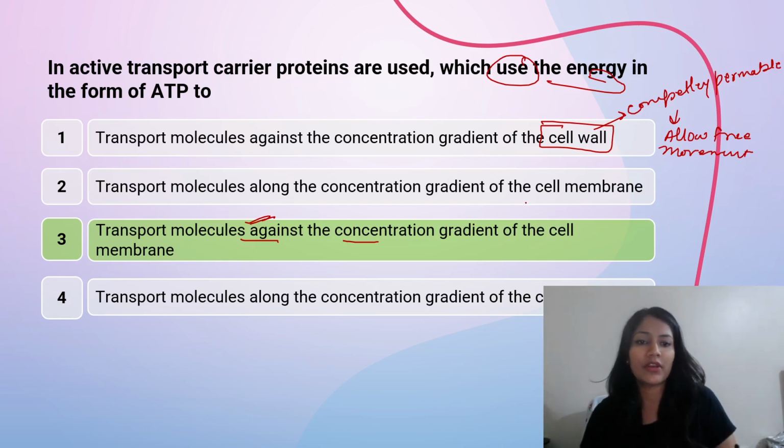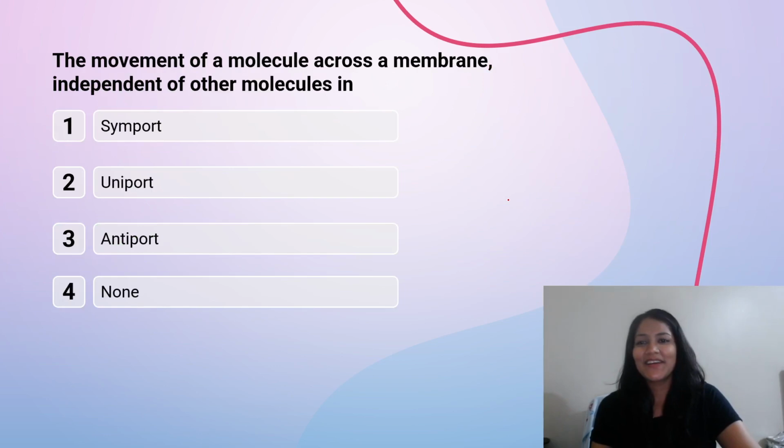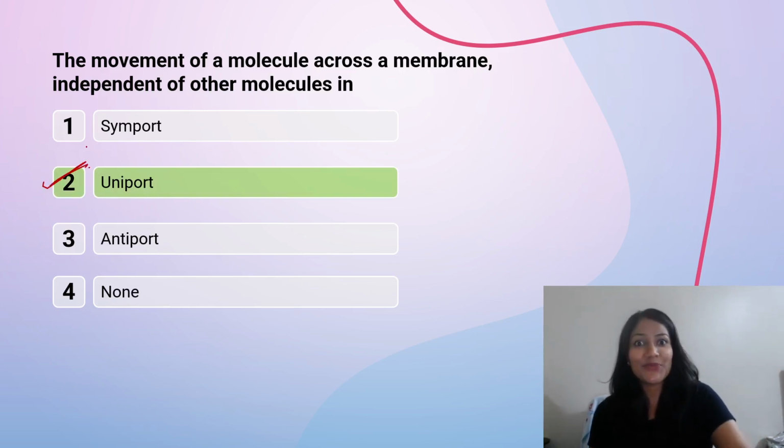Along the concentration gradient, movement will take place in your diffusion and your facilitated diffusion. Next question: the movement of the molecule across a membrane independent of the other molecule. Easy peasy lemon squeezy question. Read the question carefully, NCERT statement. Let's move forward. And the correct answer is option 2, that is uniport.